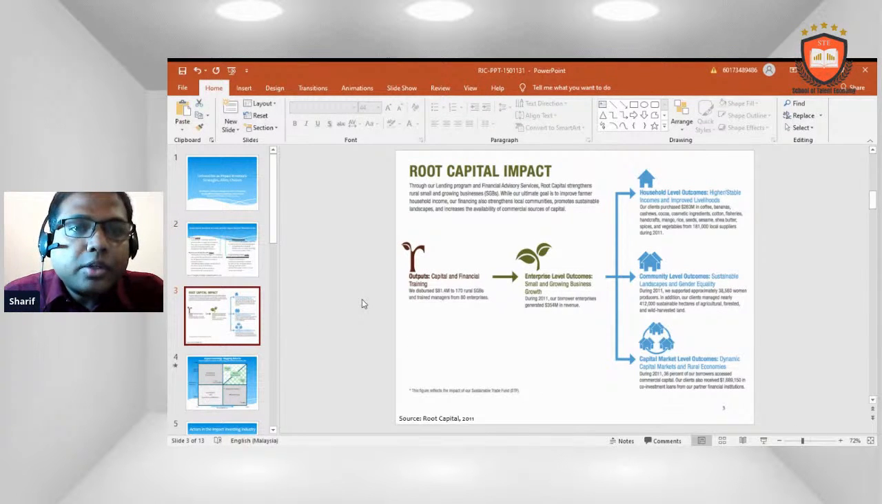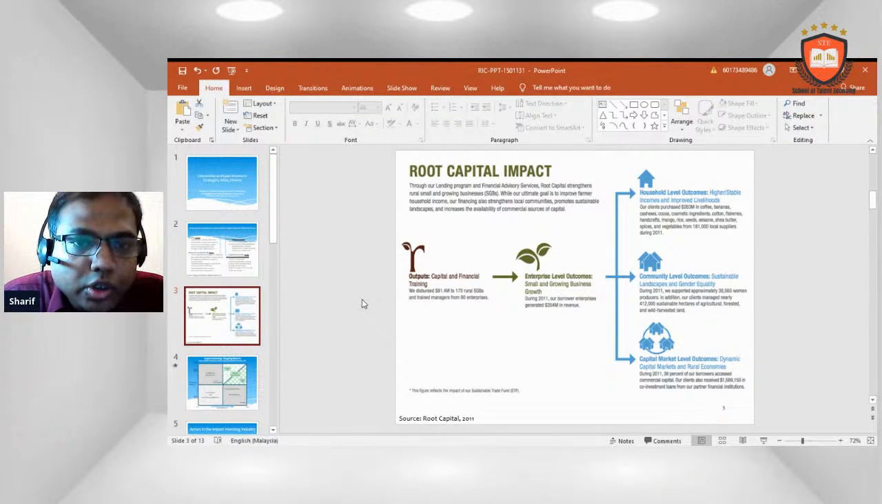Root Capital investment. Through its lending program and financial advisory services, Root Capital serves rural small and growing businesses. While our ultimate goal is to improve farmer household income, our finance also strengthens local communities, promotes sustainable landscapes and increases the availability of commercial sources of capital. Outputs: capital and financial training.